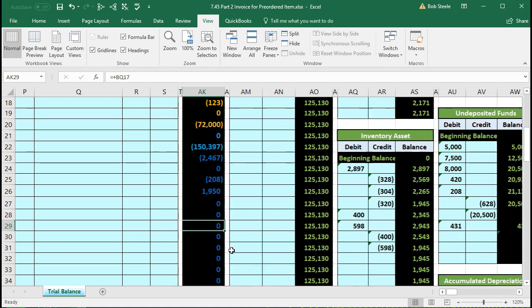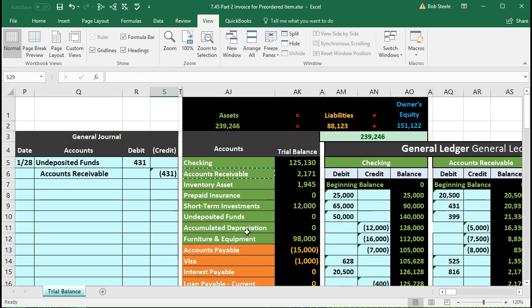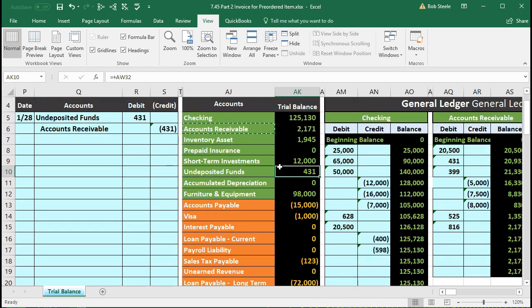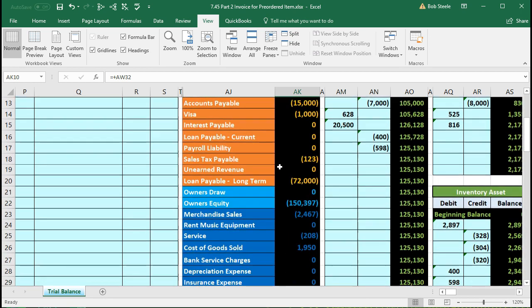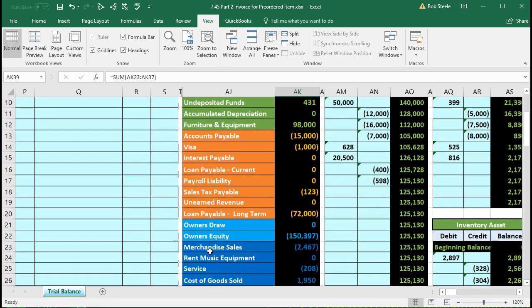If we scroll back over to the trial balance, we see that as well in the undeposited funds here. So here it is in the undeposited funds. I had to make a bit of an adjustment there, but it's back there. Your worksheet should be working fine. And there's the 431. If we scroll down, we'll be out of balance by the 431 until we record the other side. No effect on net income. We'll then go to the other side.